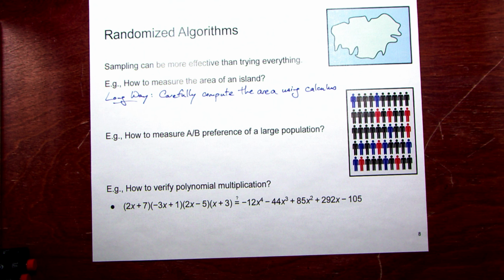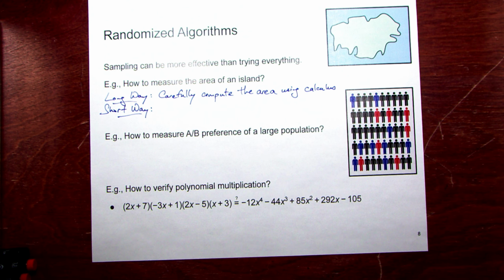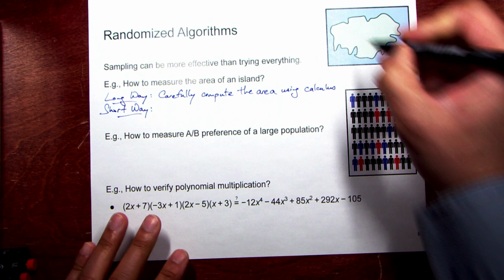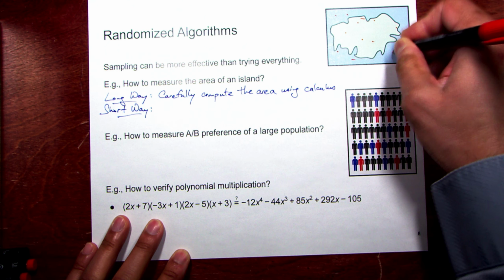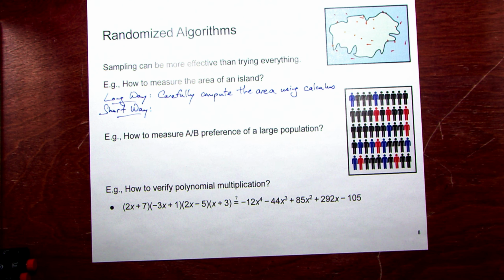Or you could use sampling, and the short way is you pick a bunch of random points in this map. Okay, so that's good enough. And you count the number of times you hit the island, and you take it as a fraction of the total rectangle, as an estimate. Now it's not going to be exact, but it's going to be fairly close. The more sampling you take, the better the estimate's going to be.